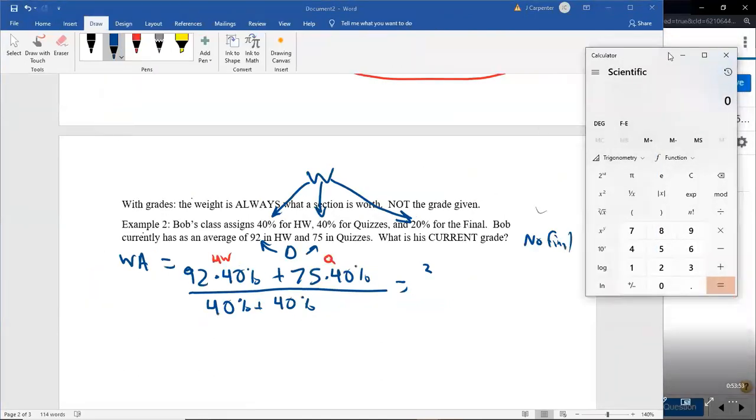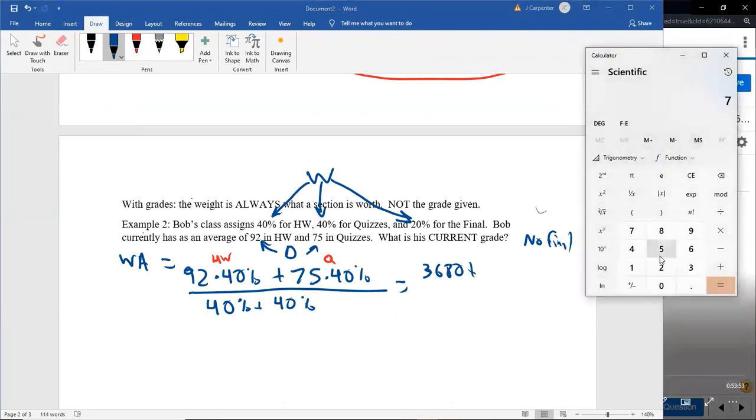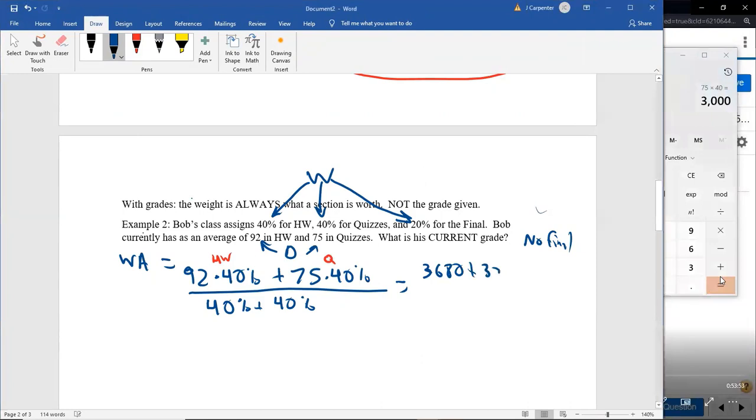Go. So 92 times 40. You might say, but that says 40%. Shouldn't that be 0.4? We'll get to that in a minute. So we got that 3680 I mentioned, plus the 75 times the 40. So 75 times 40 is going to be 3,000. And then 40 plus 40 in the bottom is just 80.